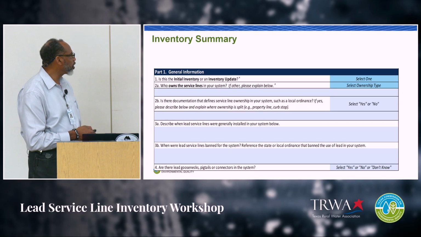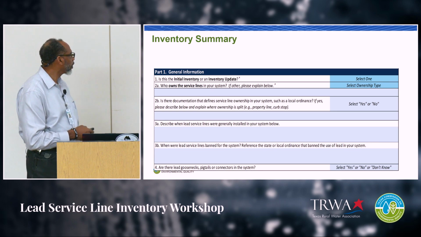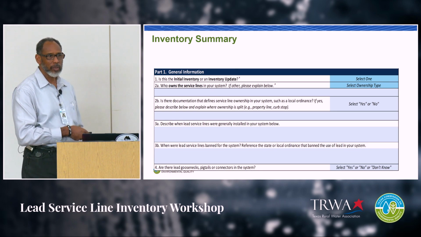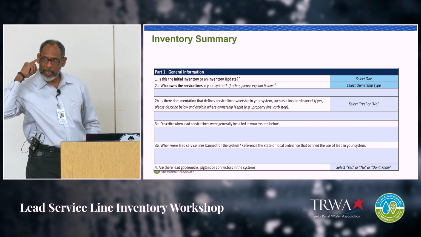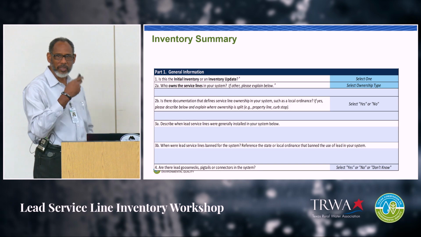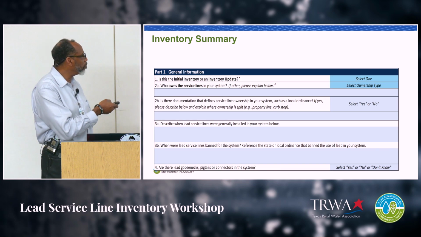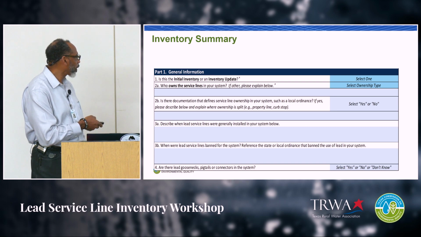Describe when lead service lines were generally installed in your system below. So it might have been the year 1984 that Texas did it? 88? Okay. Yeah, so I think the national was 86 and then Texas was 88. So if it might have been built before then, you can check when that was.